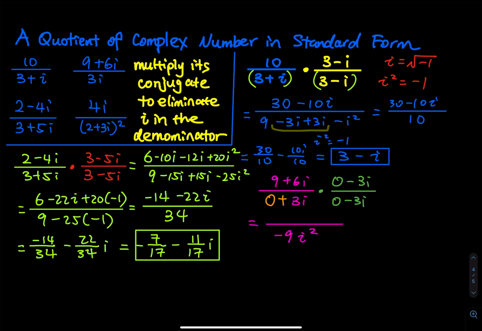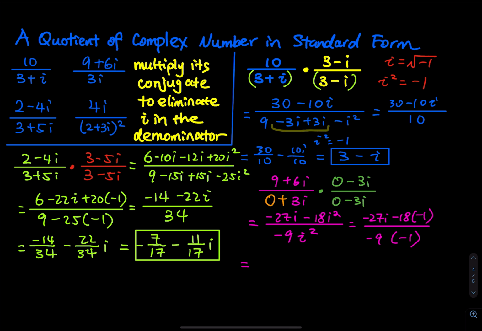And then the numerator, 9 times negative 3, you have negative 27i, and then negative 3 times 6 is equal to 18, and then i squared. So the bottom, you have a negative 9 times negative 1, and then the top you have negative 27i, and then minus 18 times negative 1.